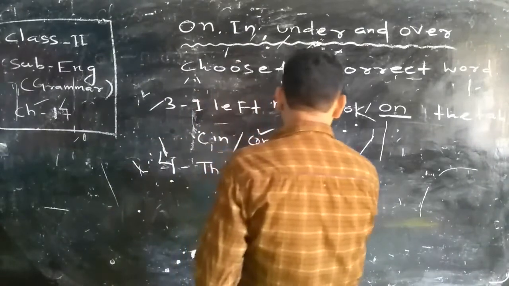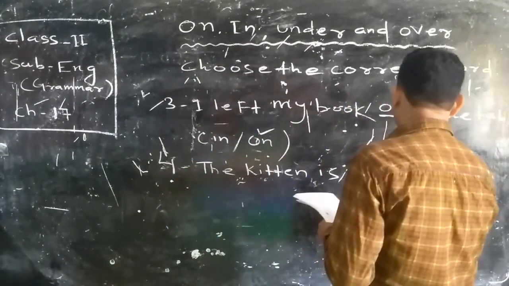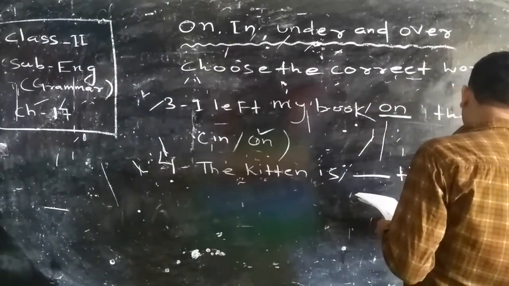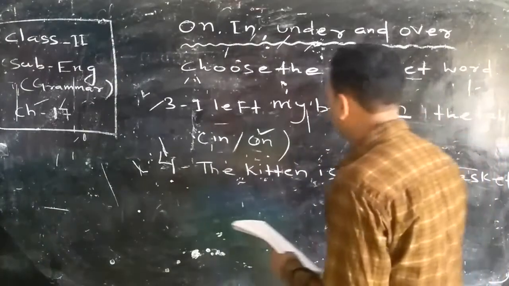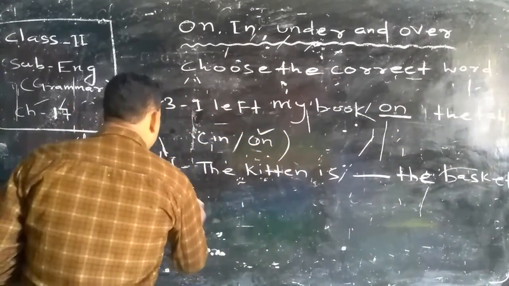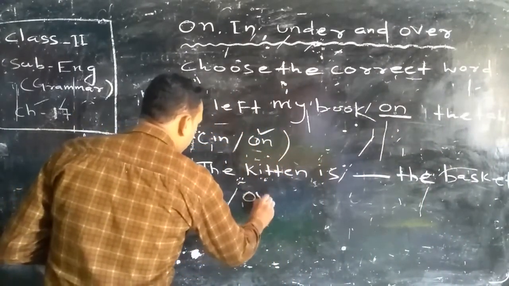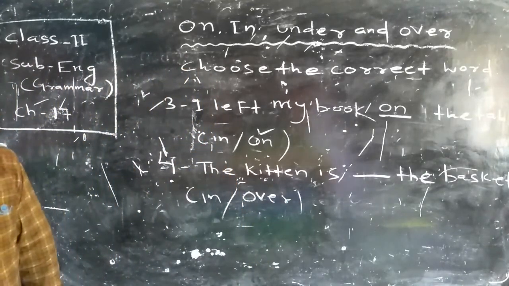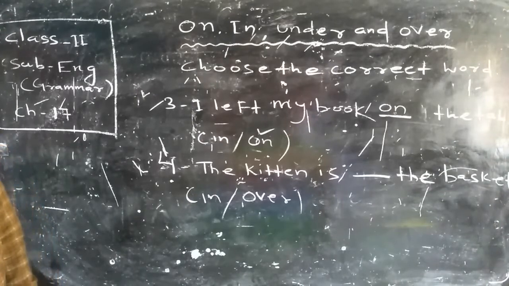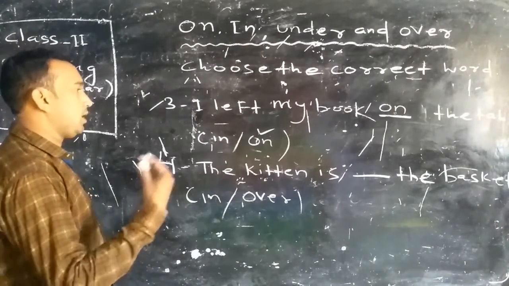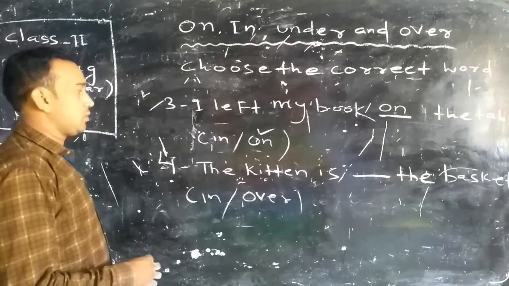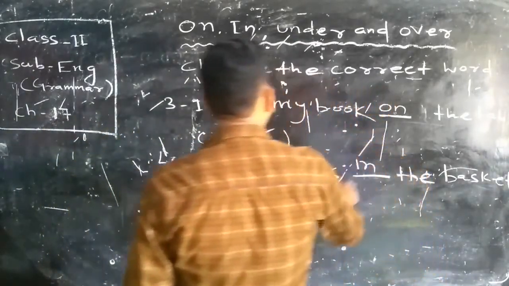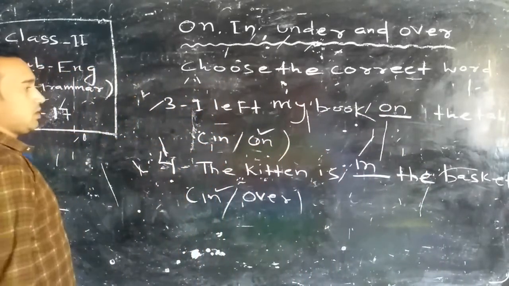The kitten is dash the basket. In or out. Here are the two options. So first you have to choose this one. Which is the right answer? The kitten is in the basket or over the basket. So here in is the correct answer. In the basket. So we have to put in this place.